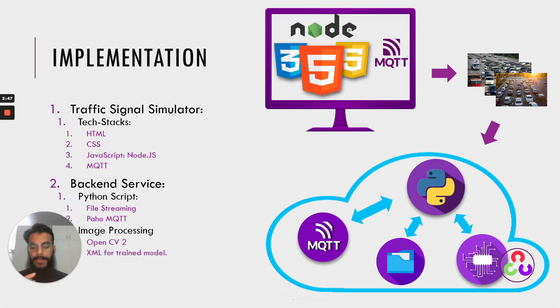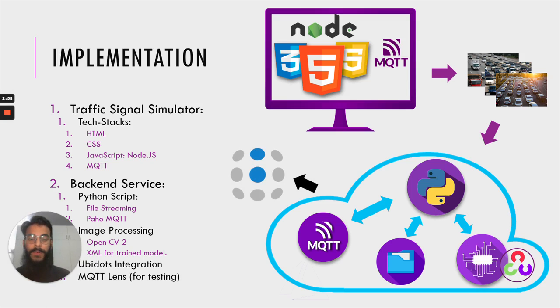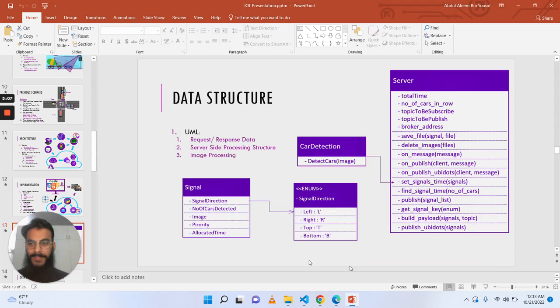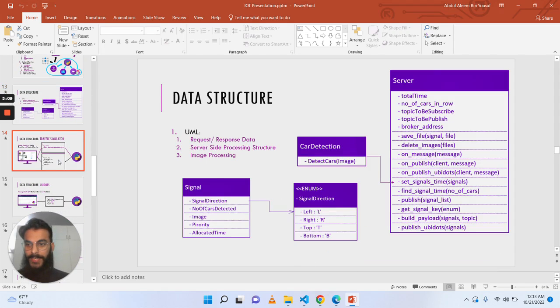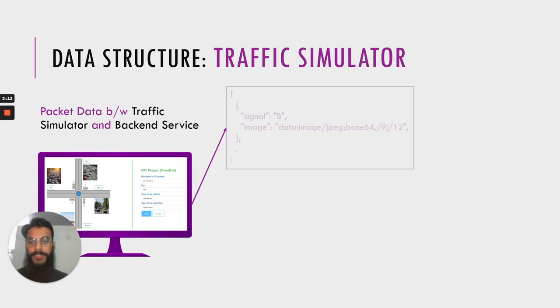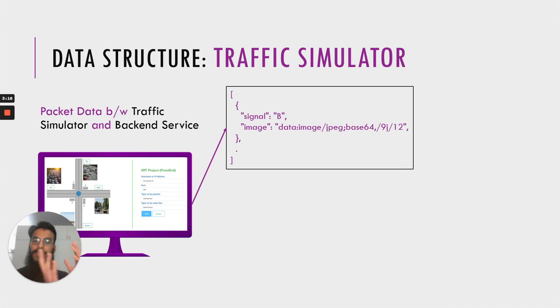When the processing is complete, the server pushes the data towards two sides. The first is the UV dot, and the second is the traffic signal or the simulator. Let's skip all of the details of the data structures and follow how the data is structured while sending the request.